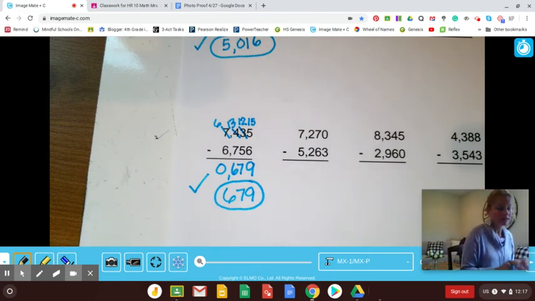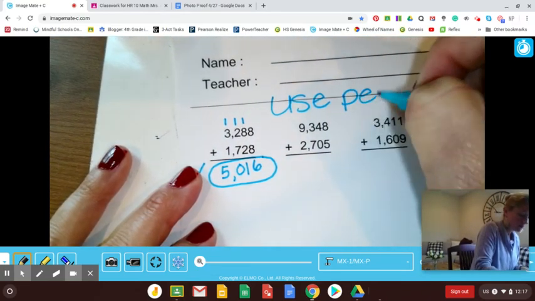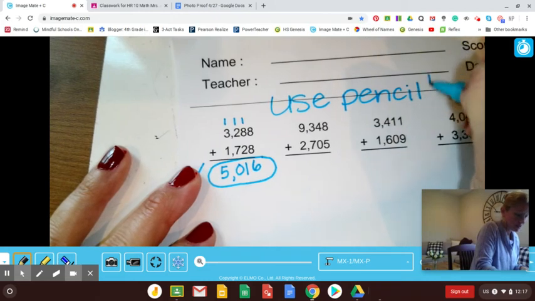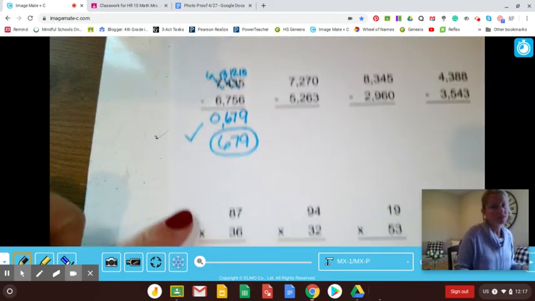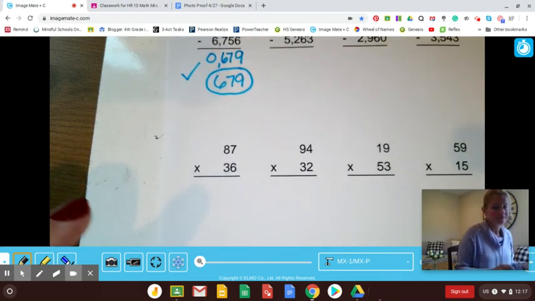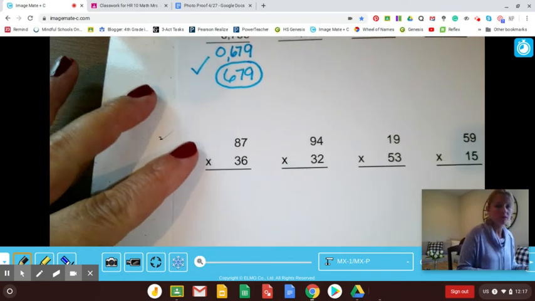Please use pencil. I'm going to write that on the top. Use pencil. I'm doing it in marker because I feel like you can see it better on camera, but you really should be doing it in pencil. And then I'll still be able to see your work when you show it to me.